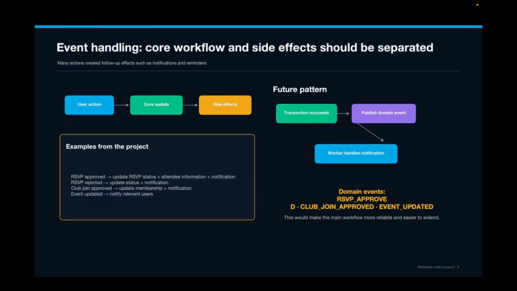We also learned that workflow actions can create follow-up effects. A single user action may update the main record and trigger the notification. When this stays in the same request flow, the workflow becomes harder to maintain and extend. In a future version, we would separate the core workflow updates from the side effects more clearly. The system could publish domain events after the main action succeeds, and background workers could process the notifications and reminders.